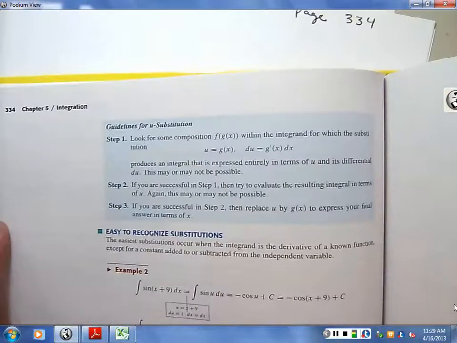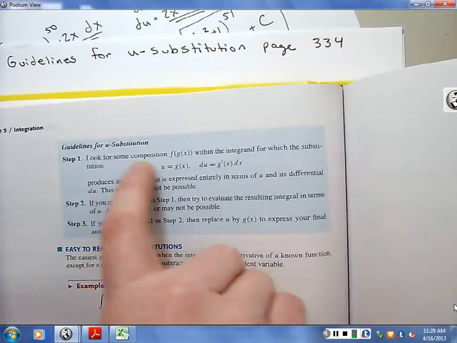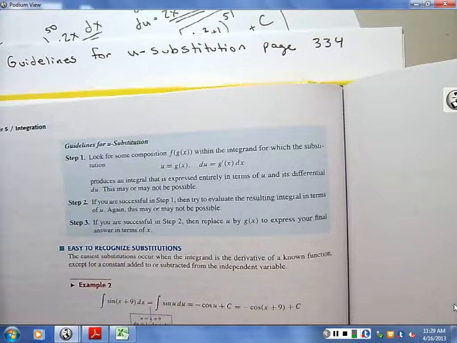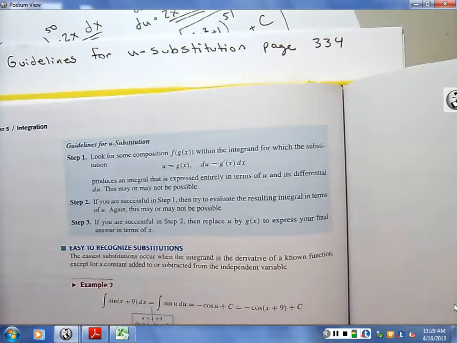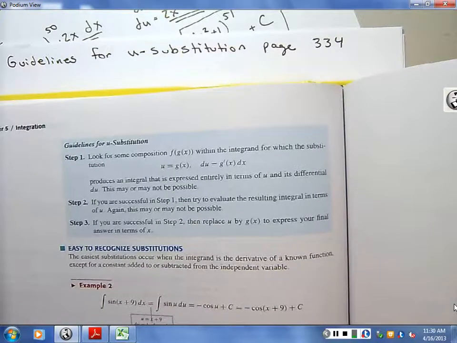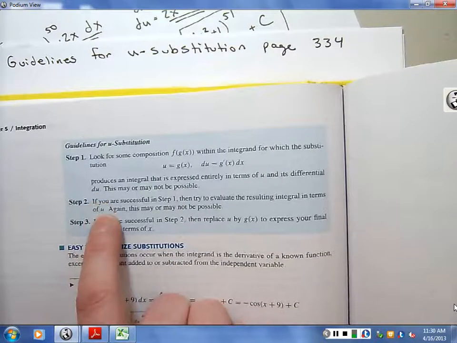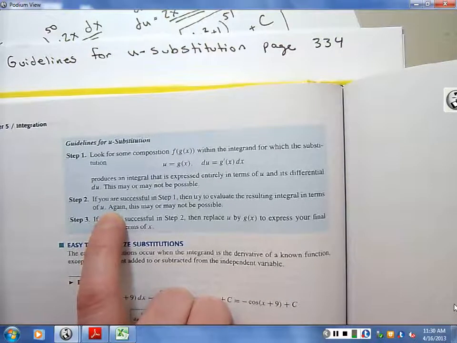So I have this on here. Step one, the first thing you should do is look for some composition, some inside function, some outside function, and then the derivative of that inside function. If you see that, then you go ahead and make a guess on what you want u to be, that inside function. And then you find du. If you're successful in finding a u and a du, you go ahead and make that substitution. If you have an integral only in terms of u that you can integrate, you've done it. If you have a u and an x, you have done something wrong.